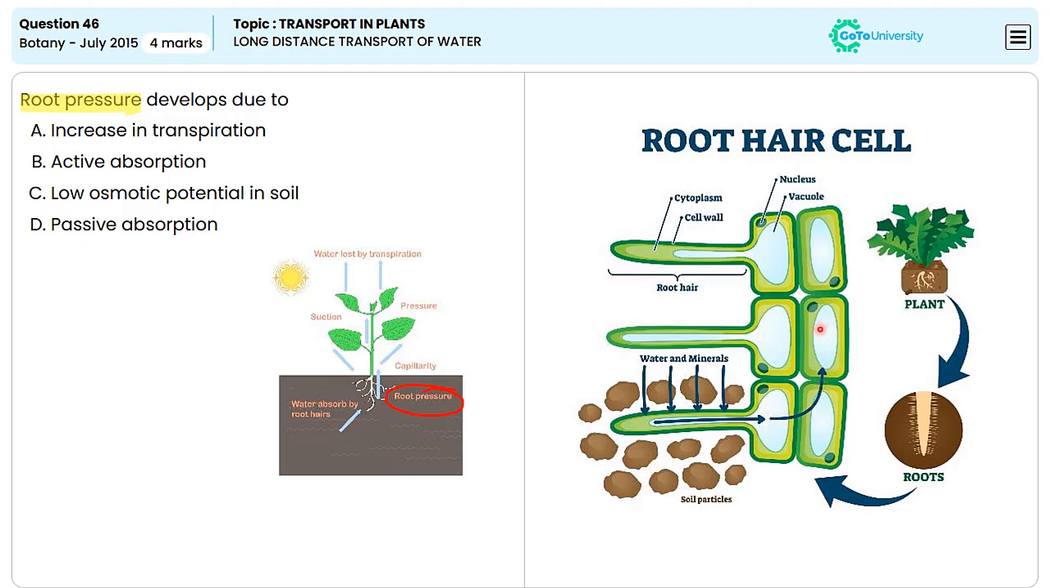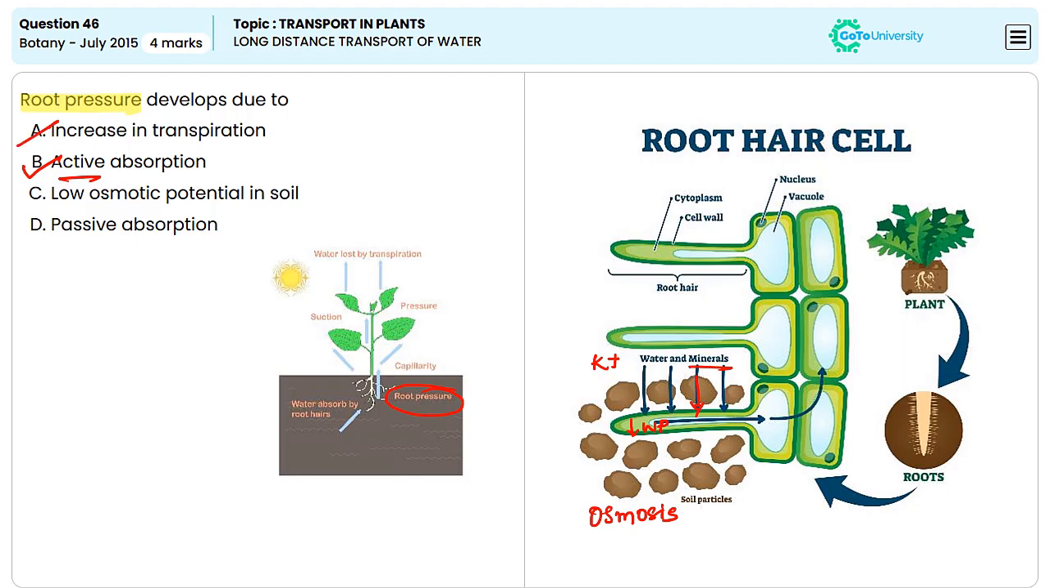through the plant. So the active absorption of ions like potassium ions creates a lower water potential inside the root, causing the water to move into the root from the soil through osmosis. So here the answer will be option B, active absorption.